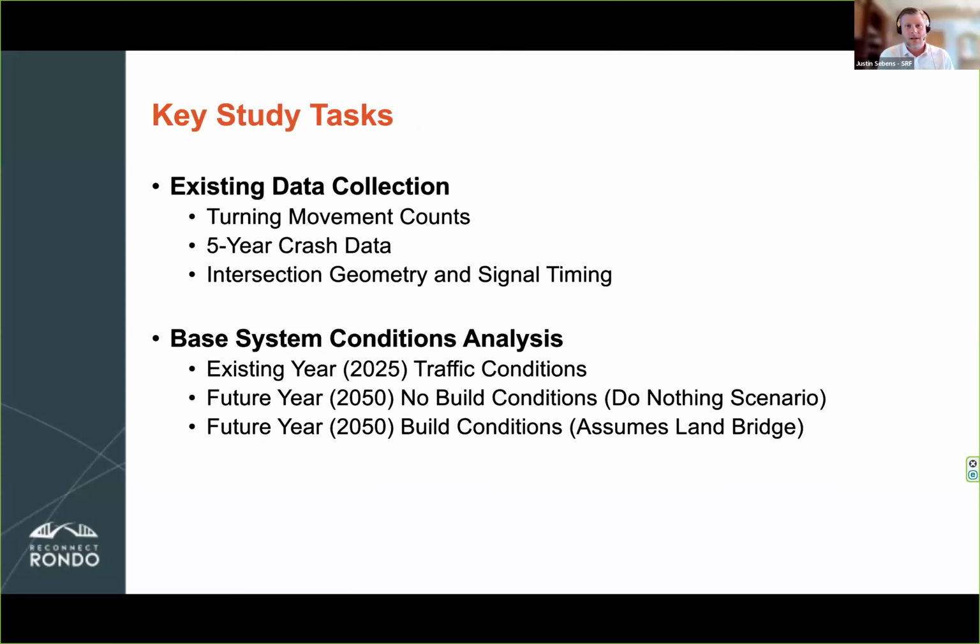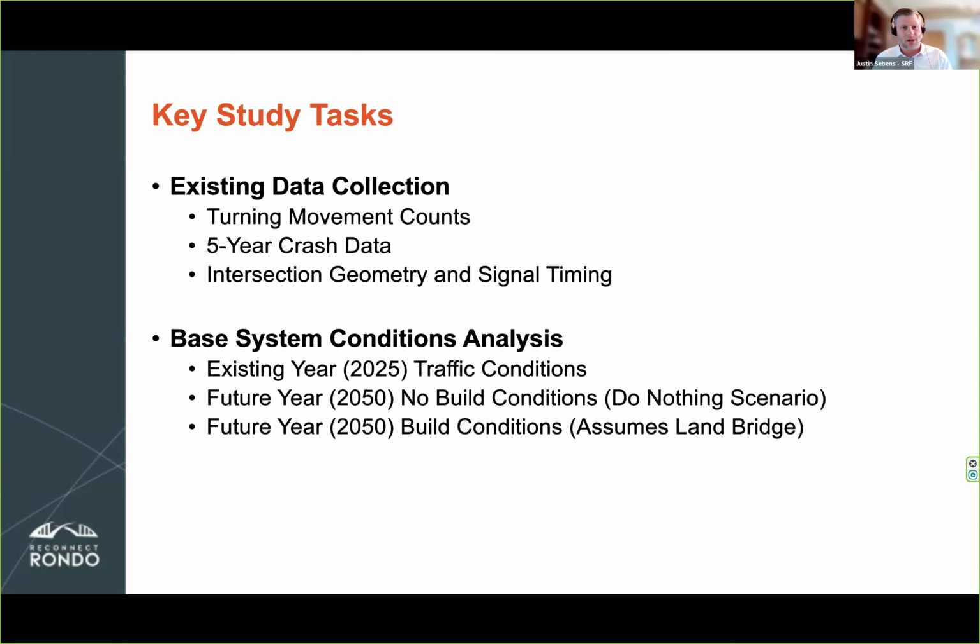reduction effort that's currently going on and has really been completed at this point. And then we have that base system conditions analysis. From an existing data collection standpoint, the key pieces of information that we try to gather with any of these studies are existing turning movement counts. At the intersection level, understanding what do our traffic volumes look like, what do our ped volumes look like, and what do our bike volumes look like.